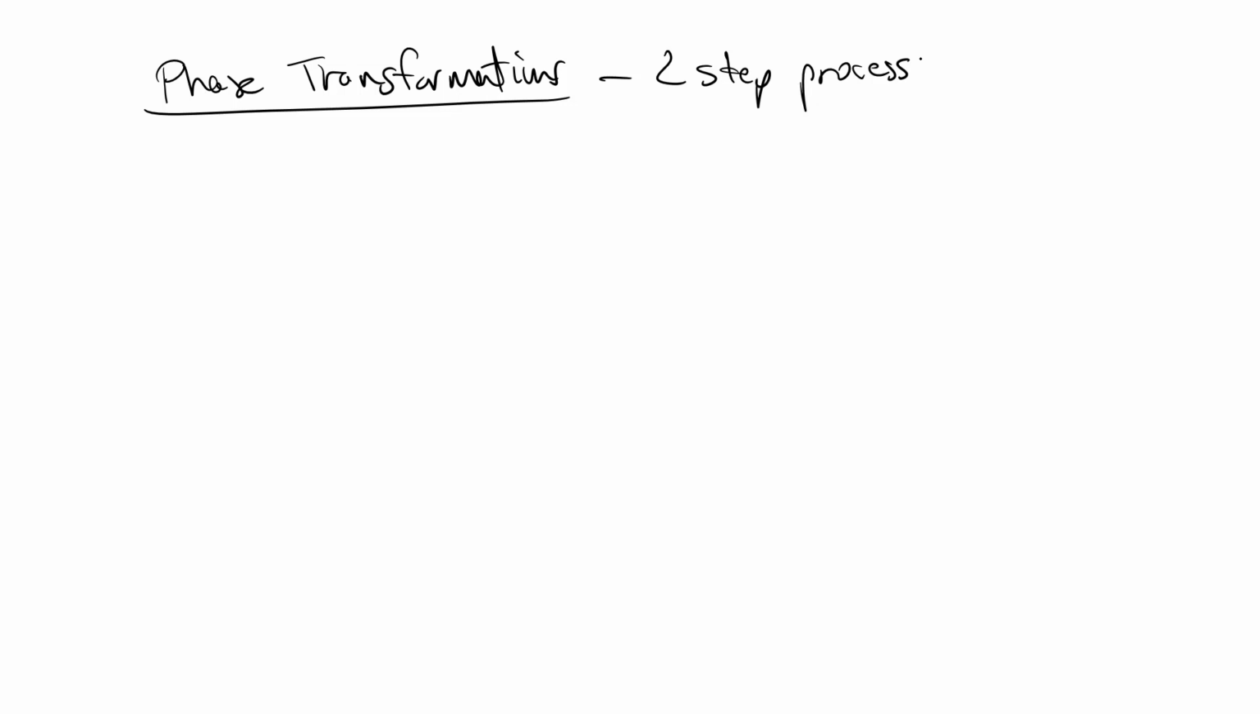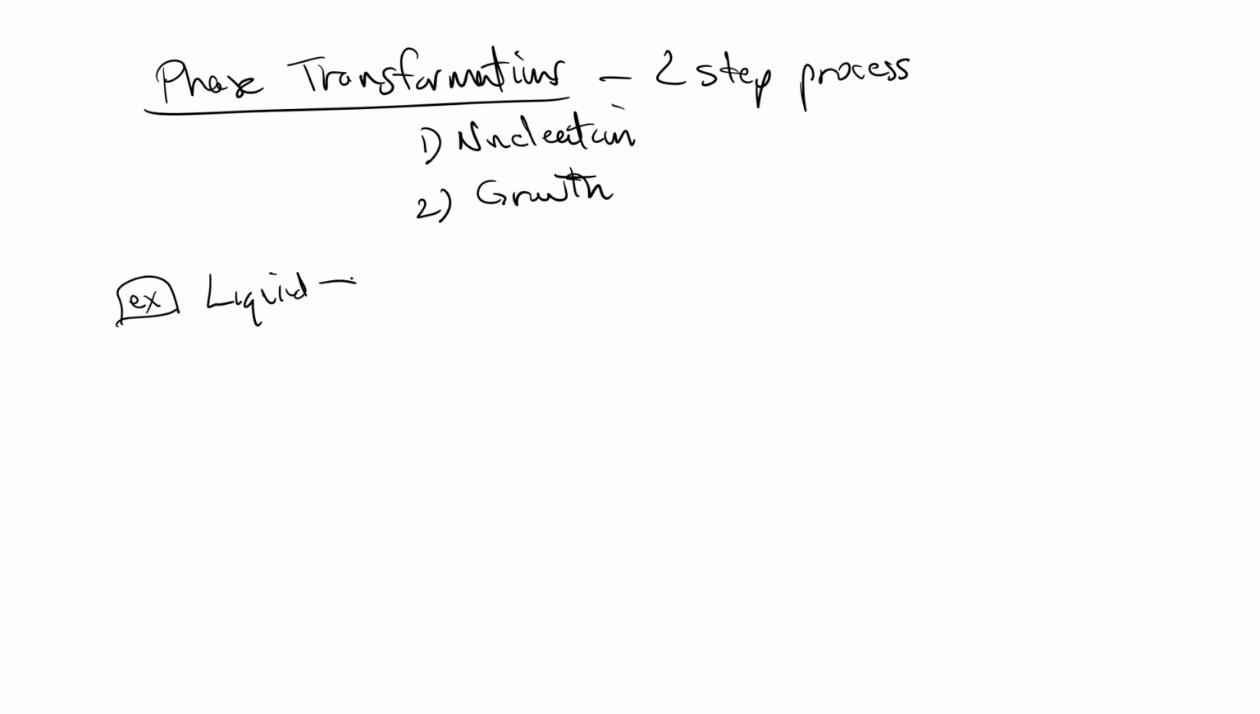How about liquid going to solid or solid going to liquid? Those are phase transformations. I'm transforming from one phase to another. So it's a two-step process: nucleation and growth. Now, let me draw a picture of this. So here's an example that we're going to go through. This is a liquid going to a solid.